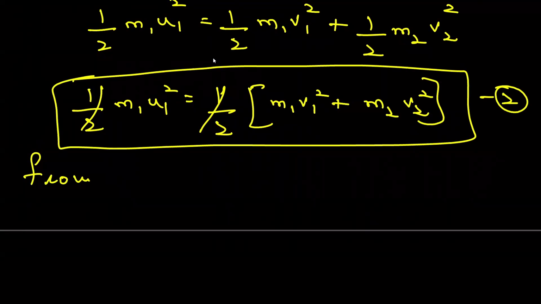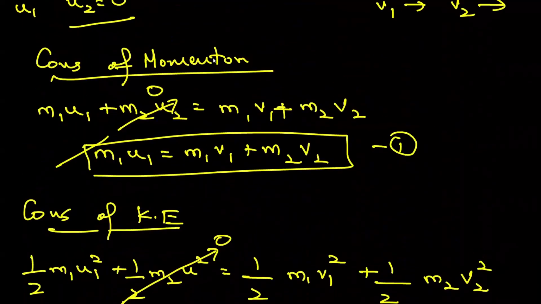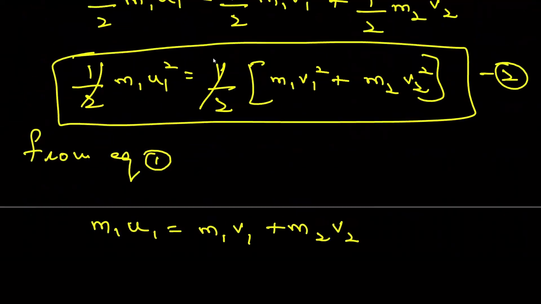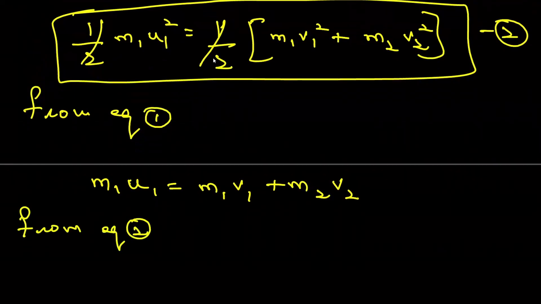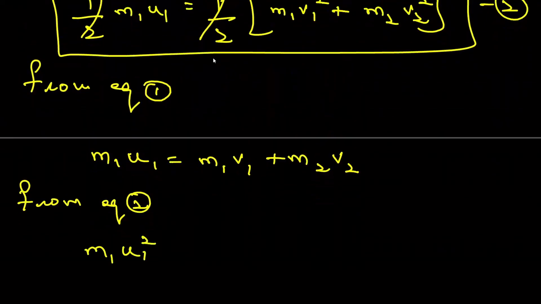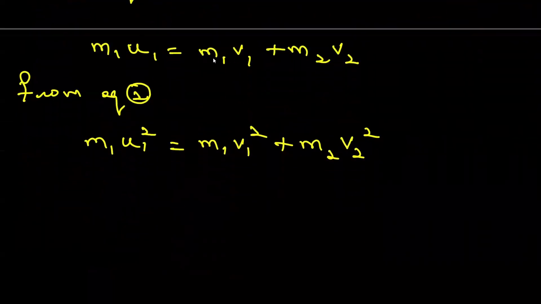Now, from equation 1, which says m1 u1 is equal to m1 v1 plus m2 v2, I'll copy that right now, because I can't keep scrolling every time. This is equation 1. Now from equation 2, after getting cancelled, I'll write here: m1 u1 square is equal to m1 v1 square plus m2 v2 square. There's a reason why I'm doing this. You might feel I'm repeating things, but I'm writing it in order to make the next step simpler. Equation 1, equation 2, I repeated.